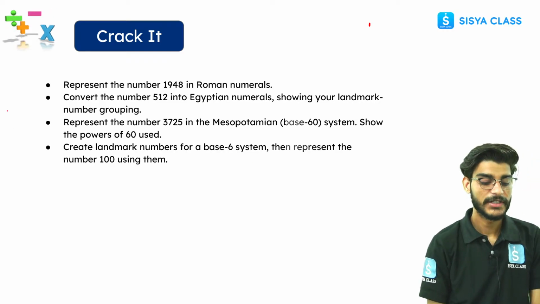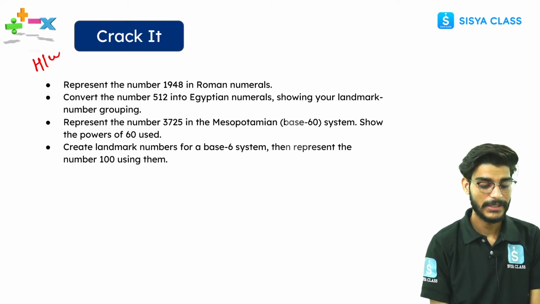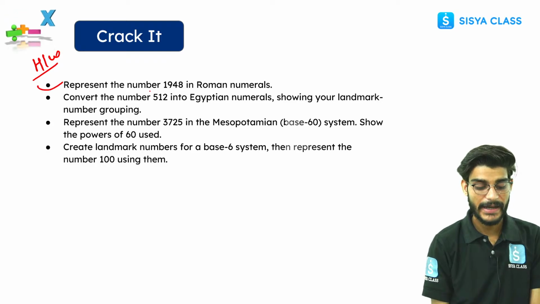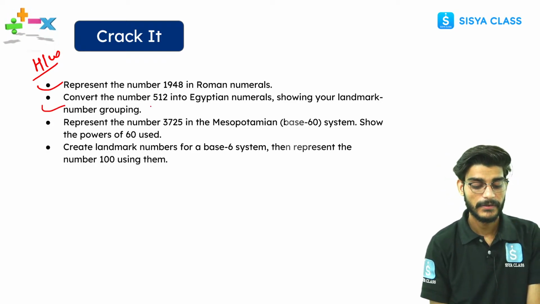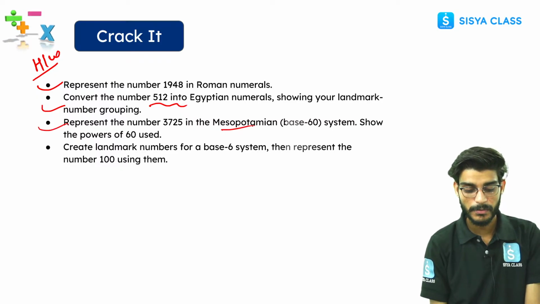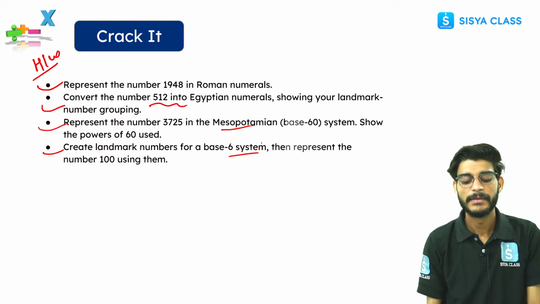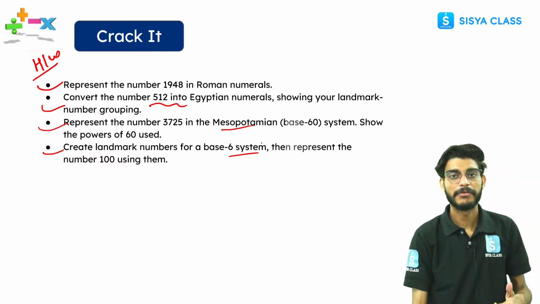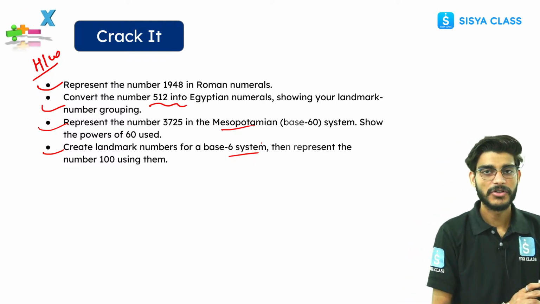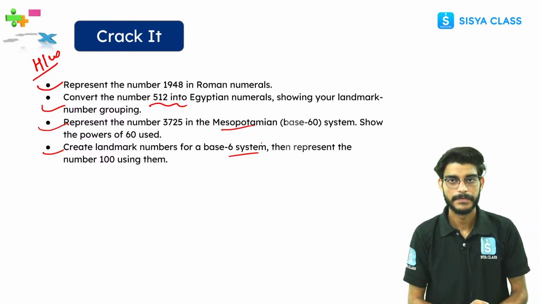These are some homework questions that I have given to you. Please try them once. You have to represent 948 in Roman numerals. Obviously, you can do it. You have to convert 512 into Egyptian numbers. Represent this number in the Mesopotamian number system. And you have to create a landmark for the base 6 system. Try it. I'll come back with the NCERT solution. Then I'll solve all the problems. Clear?